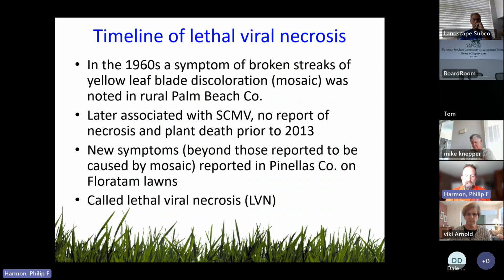Augustine grass is called lethal viral necrosis. If we pause for just a moment and think about viral diseases, this can be confusing when we think about sugarcane mosaic virus. How can it cause two different diseases in our lawns on the same grass, St. Augustine grass? One analogy that I've been using to try to understand this is the chickenpox virus.